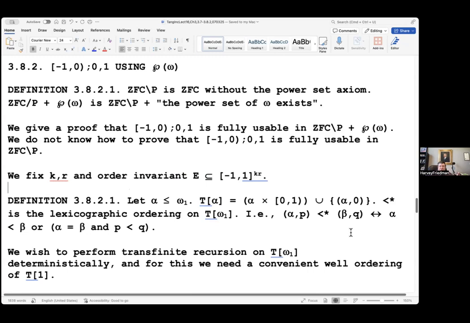All right. So we order it lexicographically. So this is the lexicographic order on T omega 1. So the ordering is alpha P is less than beta Q if and only if alpha is less than beta, or alpha equals beta and P is less than Q. So this is a lexicographic ordering.